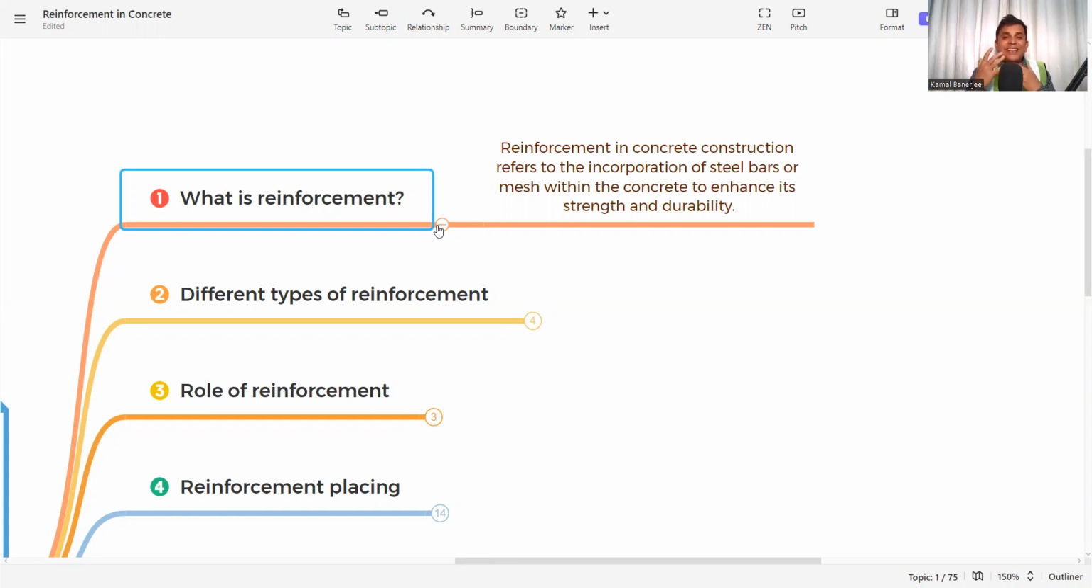To withstand the tensile force or tensile stress, we introduce reinforcement. So it will act as a composite material and it will withstand both compression and tension. So this is why reinforcement is required at site, and this is reinforcement.